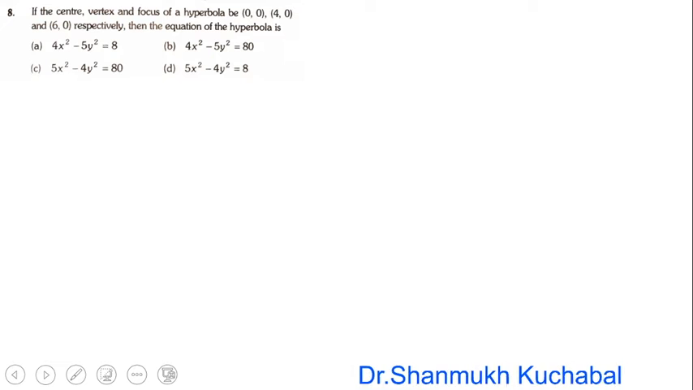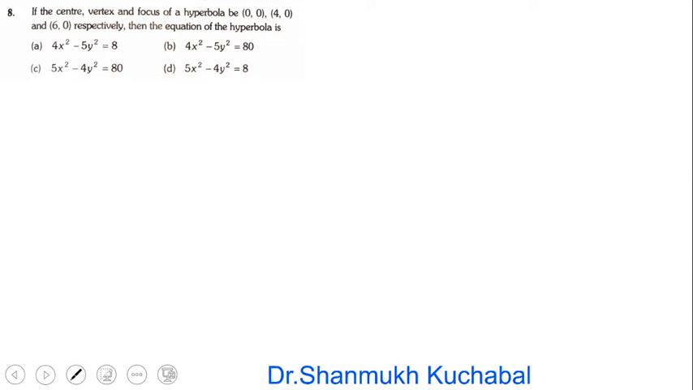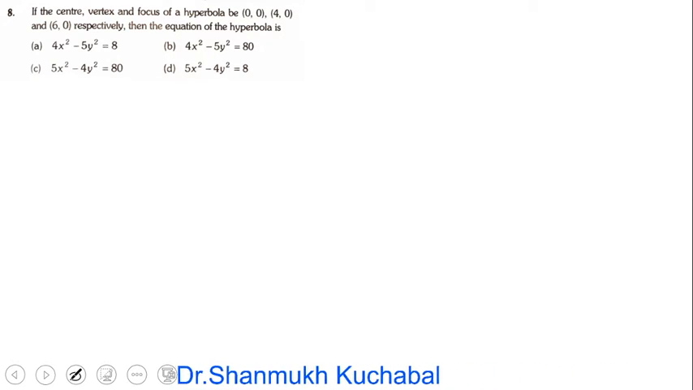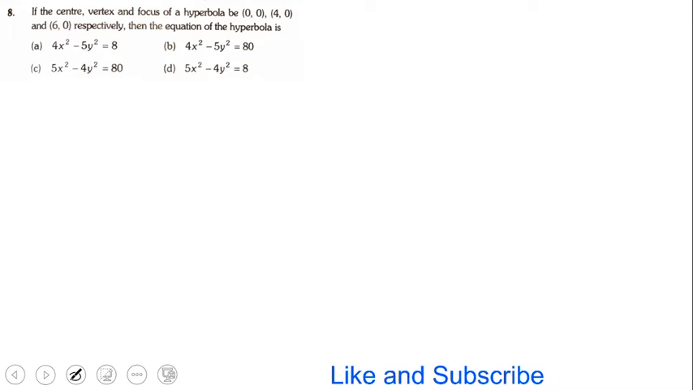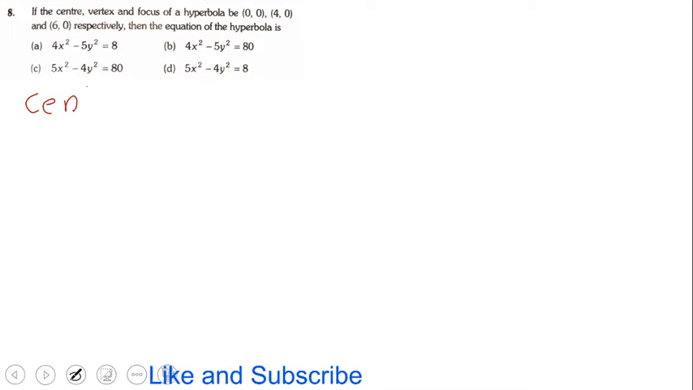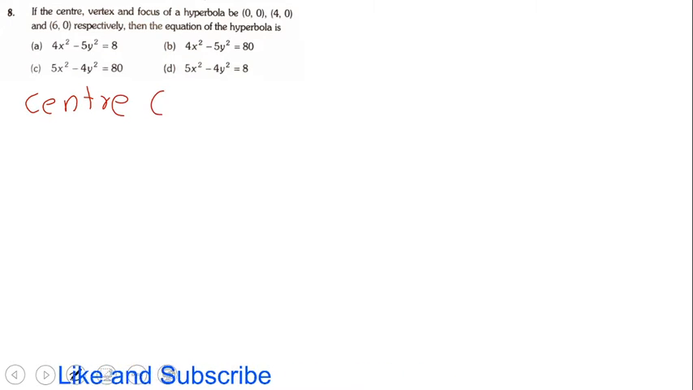This is example number 8. Last session we solved 7 examples. So example number 8: it is given that the center, vertex and a focus of a hyperbola are (0, 0), (4, 0) and (6, 0). So the center is (0, 0). This information I am going to write down. It is given that the center is (0, 0).